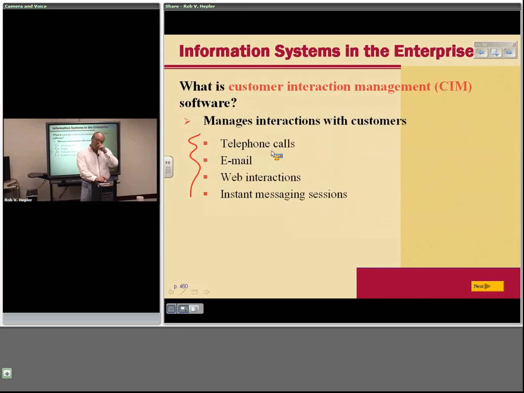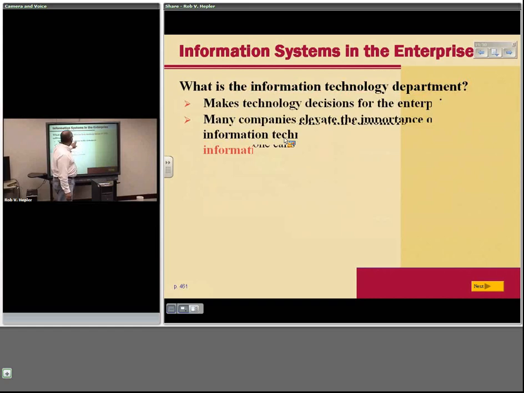But it also allows you to know when's the last time we talked to them. Maybe we got to call them back, follow-up calls. There's a lot of things you can do in terms of customer service there. This is a growing area as well.